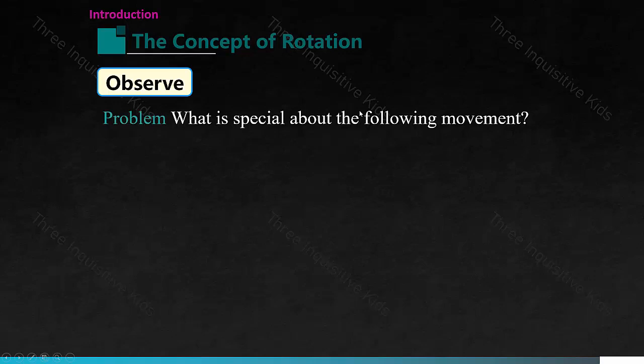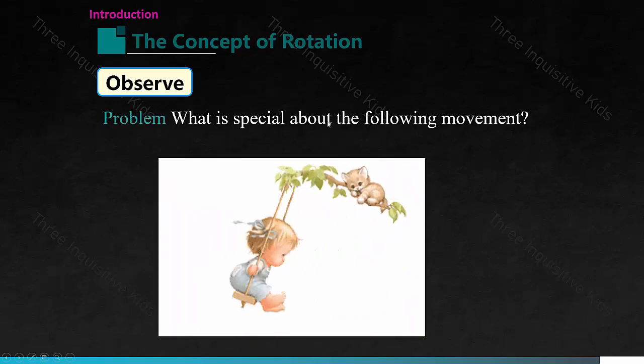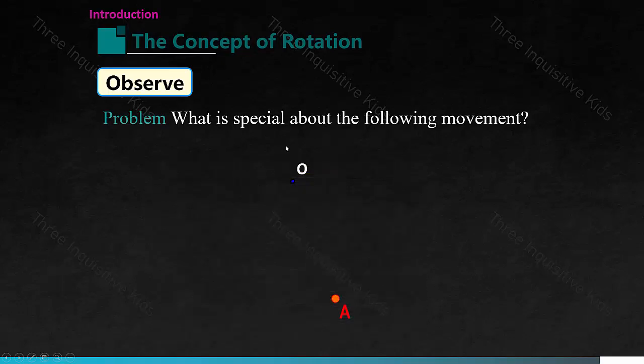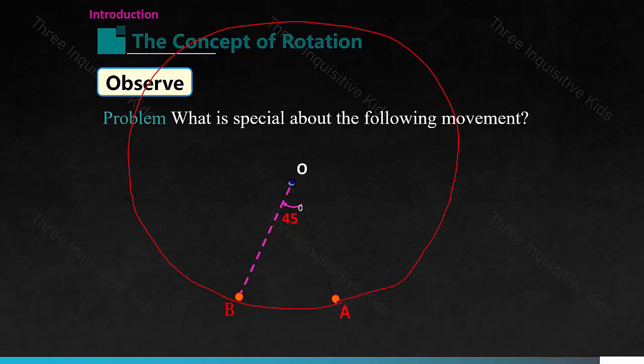What is special about the following movement? Here we have a kid on the swings. And it looks like she's swinging from point A to point B. And she's swinging back and forth. And you can call that a rotation. Even though she's not swinging all the way around the center, which is O, she's still staying the same distance from O, except at another point. If you think about it, it's like A and B are both points on a bigger circle. And she's moving along the edge of that circle.